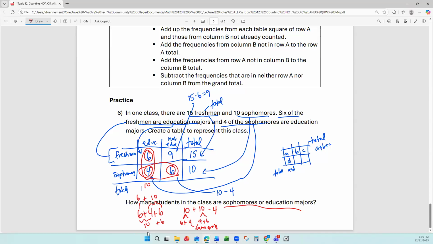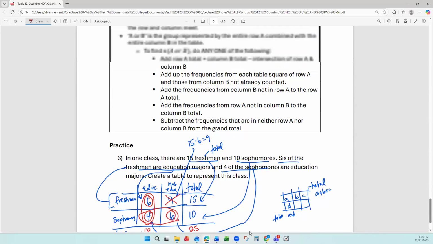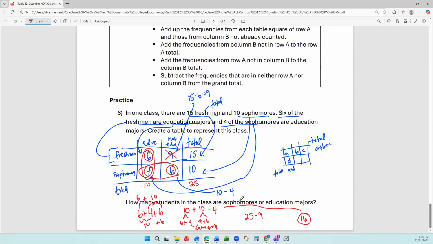Or we could also look at it, the only ones not included are the 9 freshmen who are not education majors. So we could do the overall total, 25 minus 9. So all of those will get a result of 16. You don't obviously have to do more than one of them, but just any one of those that makes the most sense to you.